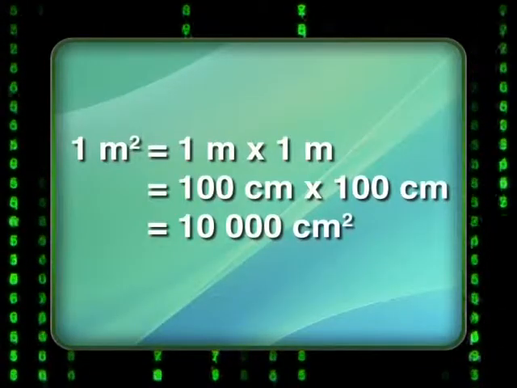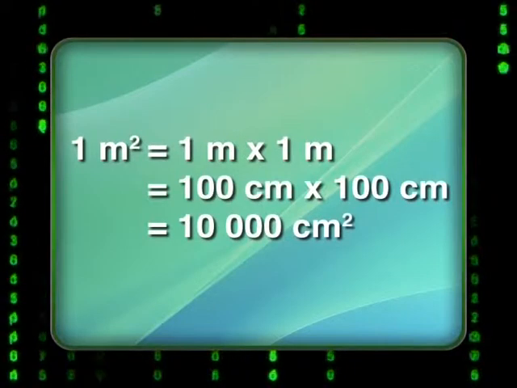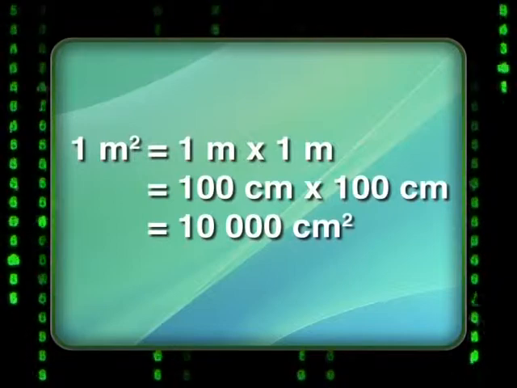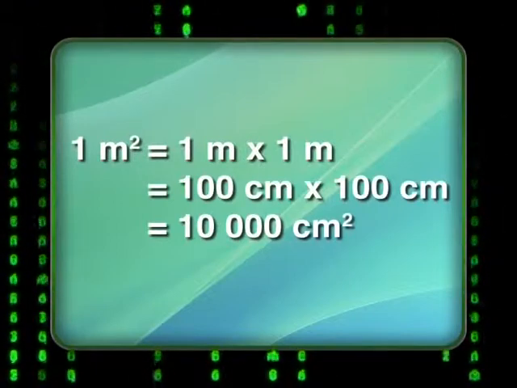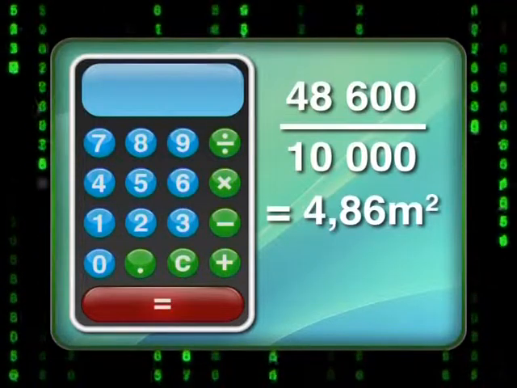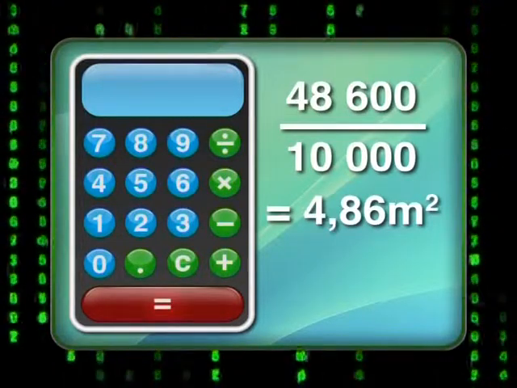Let's work the conversion the other way around now. What do you think we must do to convert the area of the tiles to square meters? Have a look at what we did to convert square meters to square centimeters. We multiplied by 100 times 100, 10,000. To convert the smaller unit, the square centimeters, to the bigger unit, the square meters, it makes sense to divide. We divide by 100 times 100, which is 10,000.